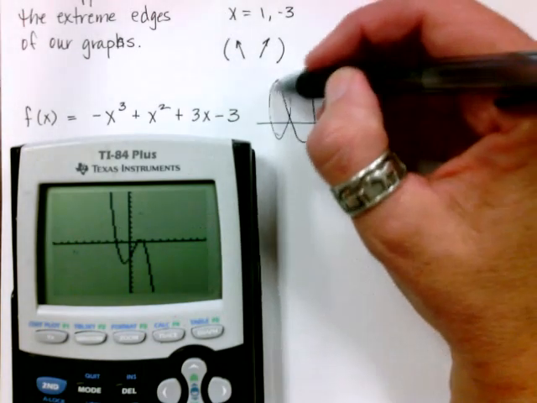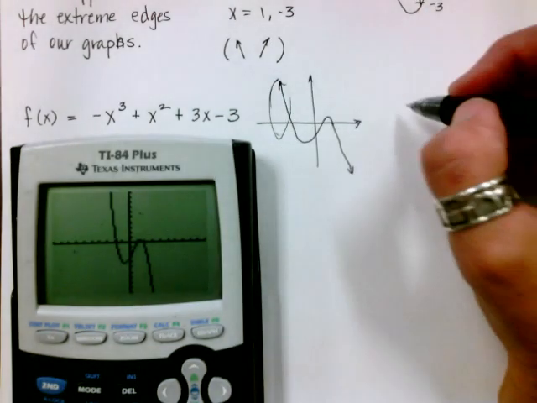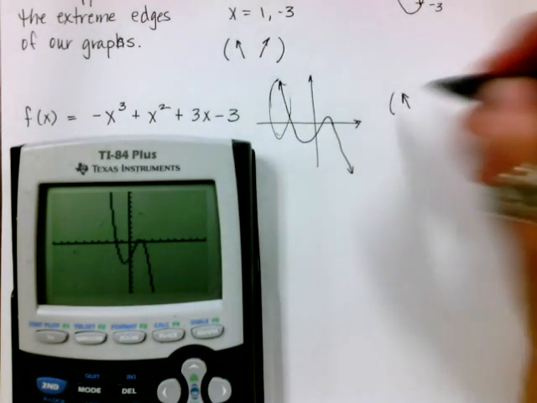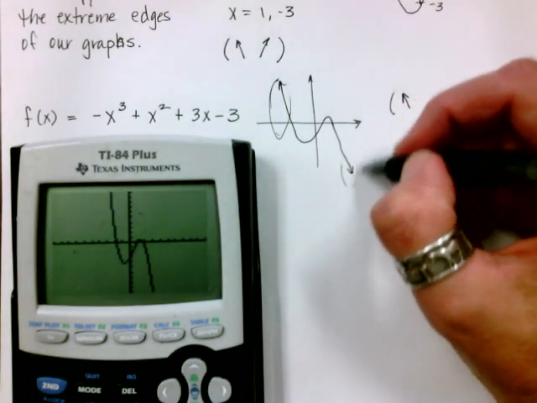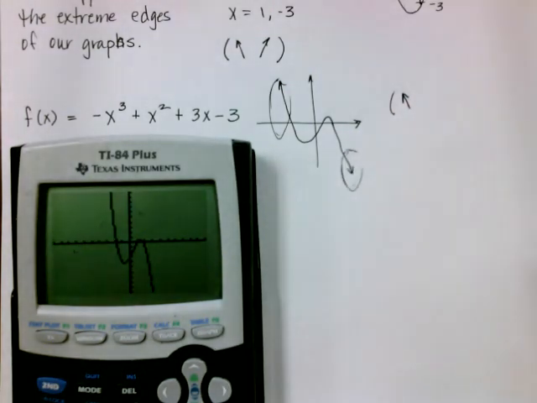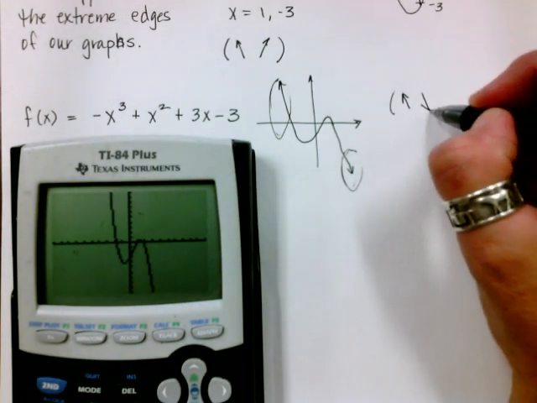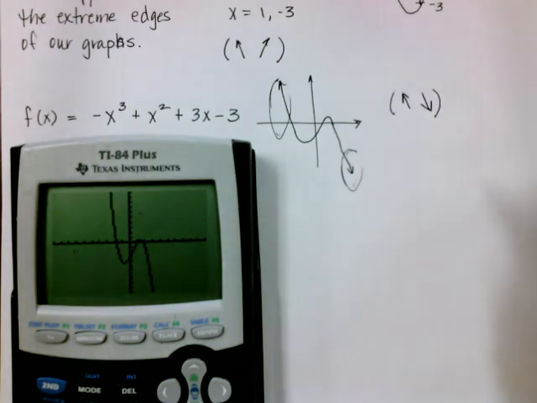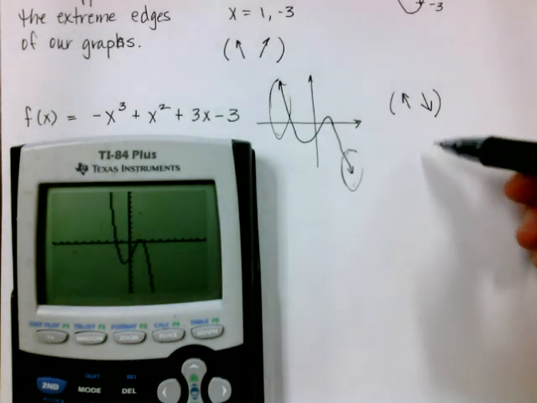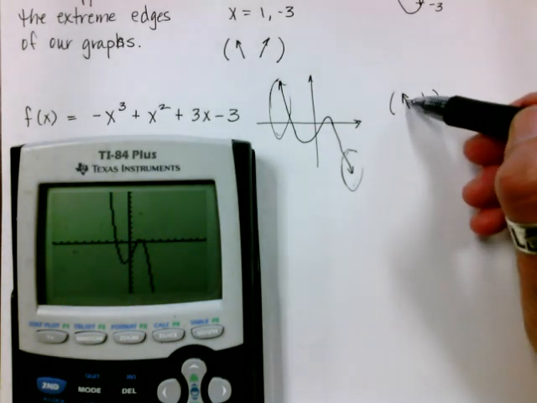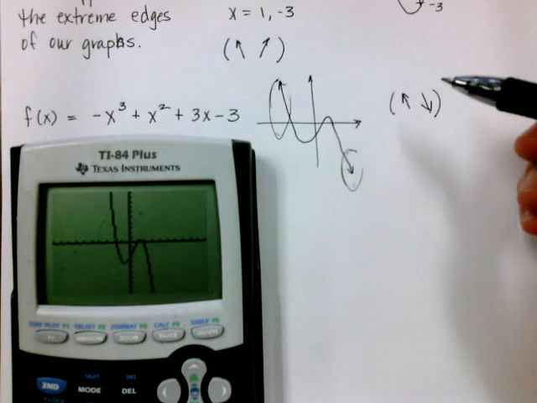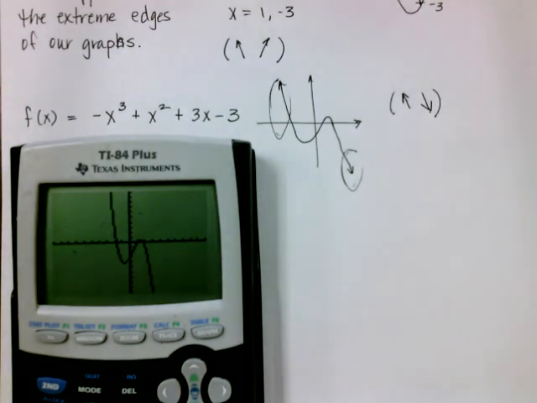Over here on the left-hand side, my graph is going up. And way over on the right-hand side of the graph, we have to assume that it doesn't change, okay, then it would be down. So I would say that this particular graph has an end behavior of up on the left, down on the right, okay?